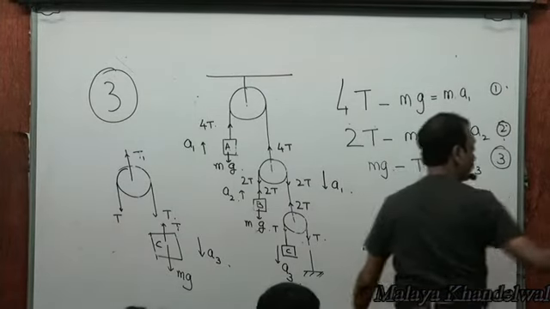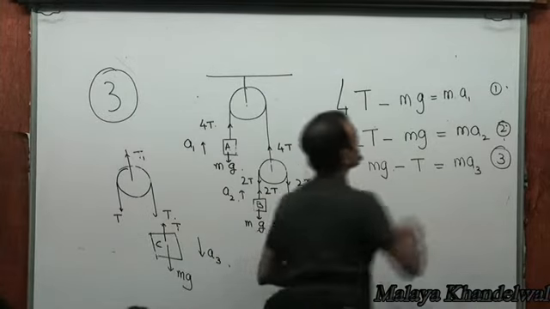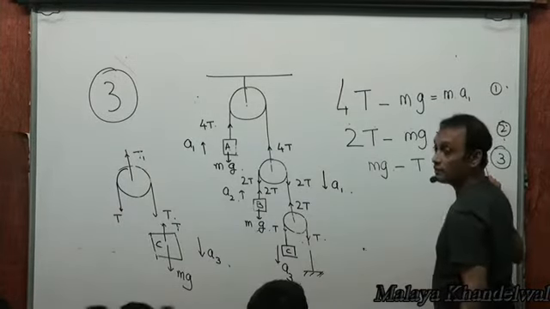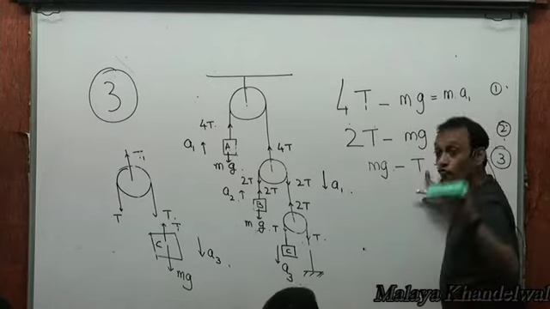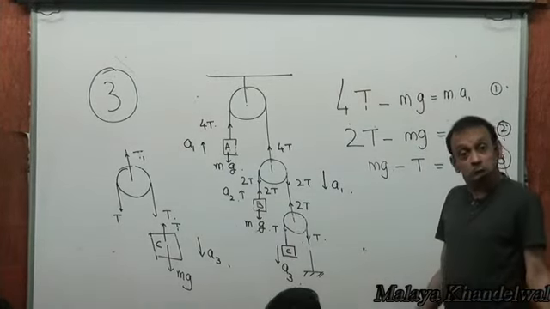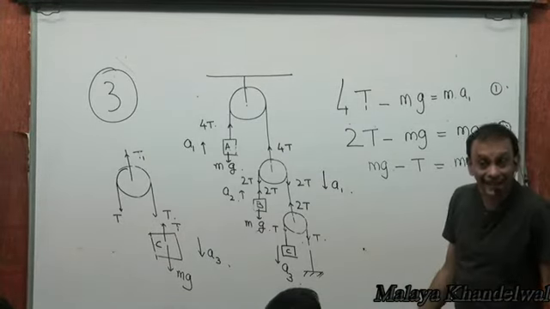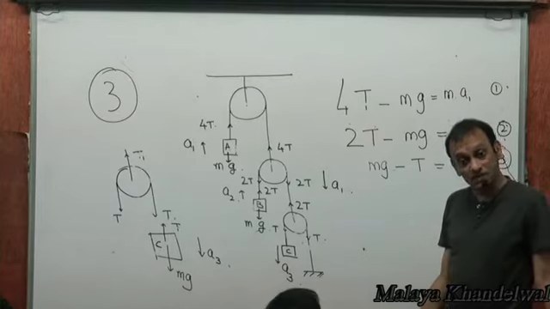Now, how many equations and how many unknowns? 1, 2, 3 and T. 4 unknowns, 3 equations. That means the fourth equation must be the string constraint.